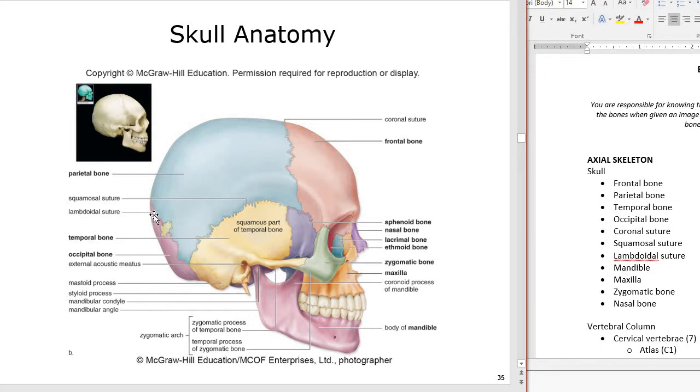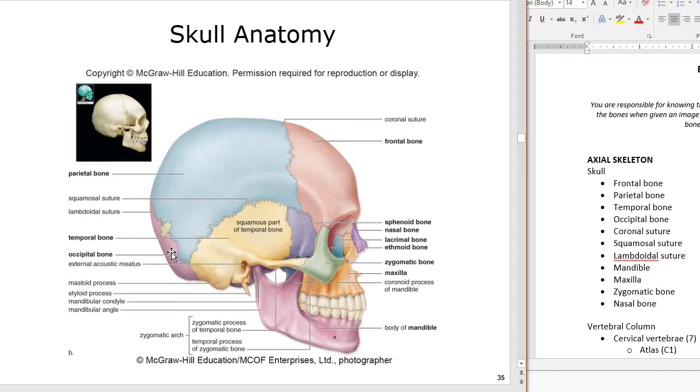The coronal suture separates the frontal bone and the parietal bones. The squamosal suture separates the parietal bone from this bone here, the temporal bone, which you also need to know. There are two temporal bones, one on each side of the head. Then the lambdoidal suture separates the parietal bones from this bone in the back, the occipital bone, and you only have one occipital bone. So one frontal bone, one occipital bone, two parietal bones, two temporal bones. And those are the sutures.